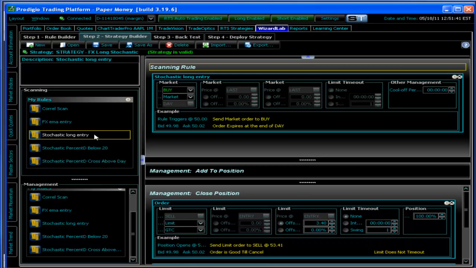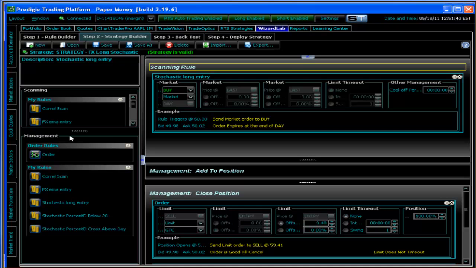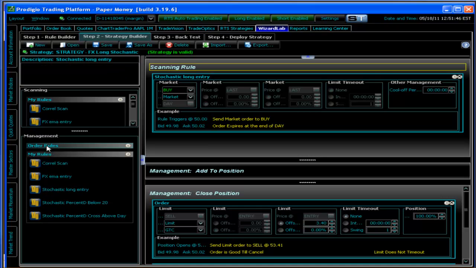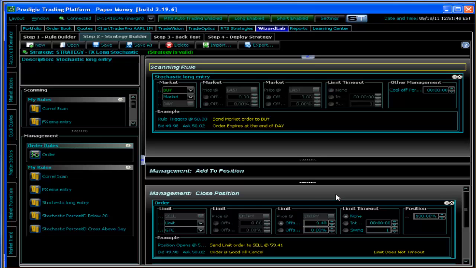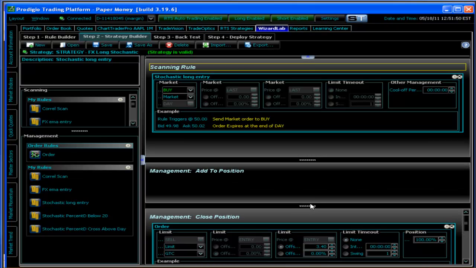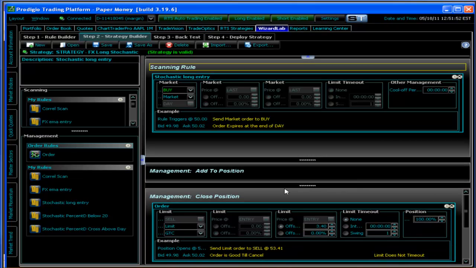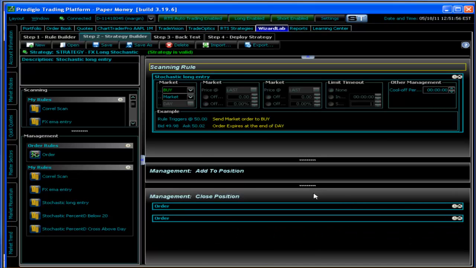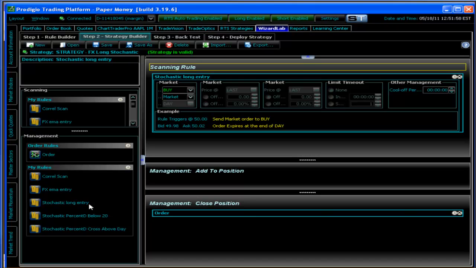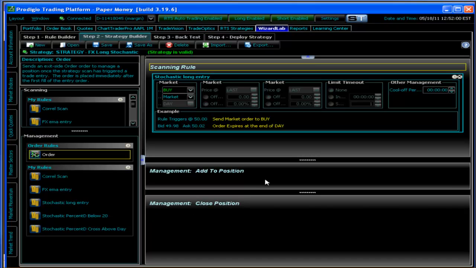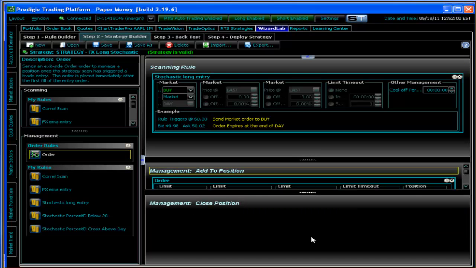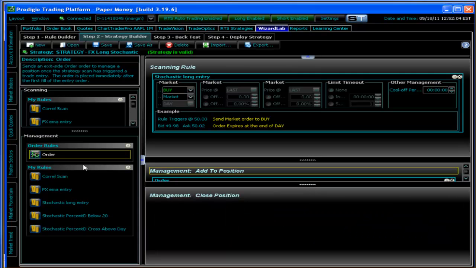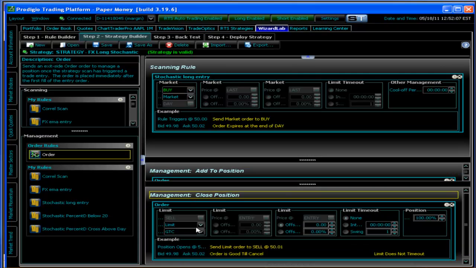Now conversely, anything that you want to be managed has got to come from the management section. And you see in management it's got an extra toolbox, this order rules. That's related to this reason. It's a technical reason, it's not important to talk about it. But anything that you want to put into the management sections, and let me clear this out, should come from the management side. And so here I put one in add to position, and here I'm going to put one into close position.